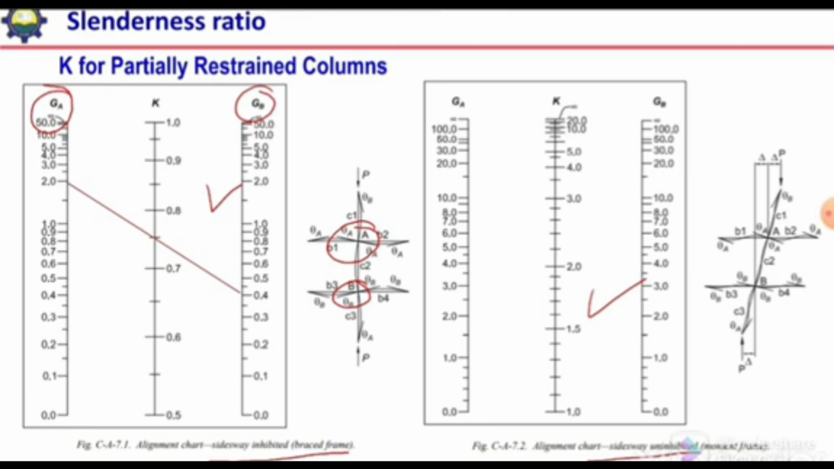So for example we have a GA value 2 and GB value 0.4. So we will join these 2 points with the help of a straight line, and the point at which this line intersects this intermediate scale, which corresponds to K, will give us the K value. So here we see its value will be 0.75. So K will be 0.75 in this case. So in a similar manner we can calculate the value for this chart. So the point where this line intersects the K scale, the corresponding value can be considered as the K value. So the question is how we can calculate this GA and GB.